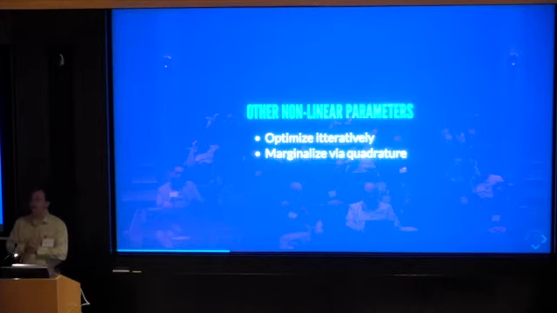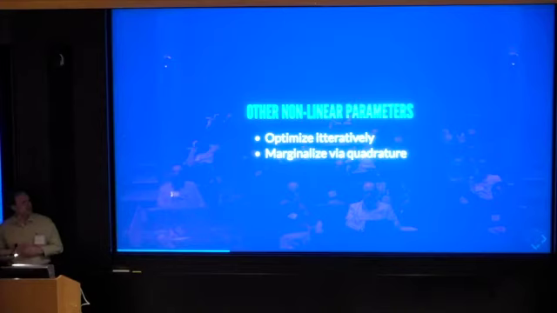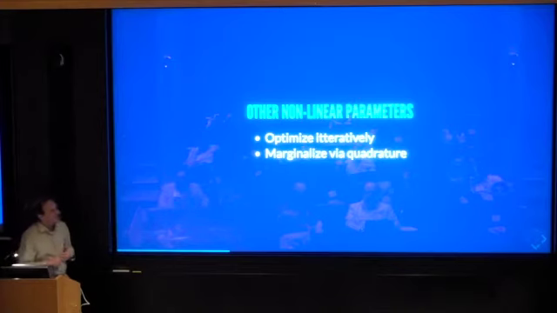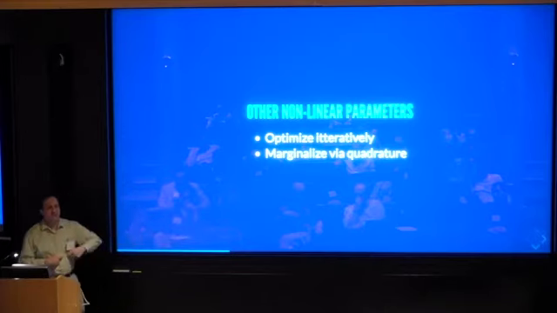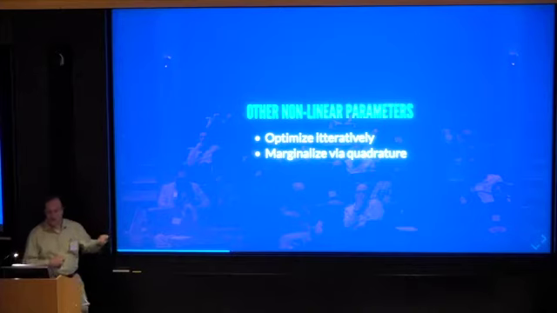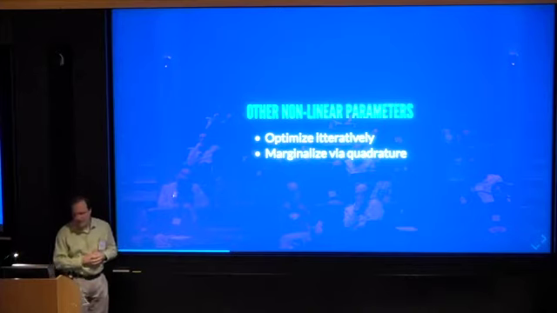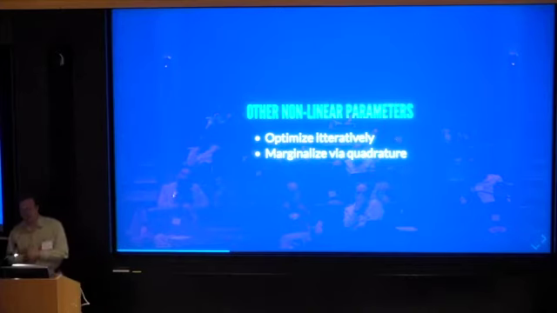Then there's the other nonlinear parameters. These are the ones that are a little bit annoying. You might use an iterative optimization algorithm, but maybe you don't actually run it, say, 50 iterations like you would in the exploit stage. Maybe you just need to get close enough to the maxima to know what's going on there. So you might use a fixed number of iterations. You might be able to use a pre-computed quadrature grid.